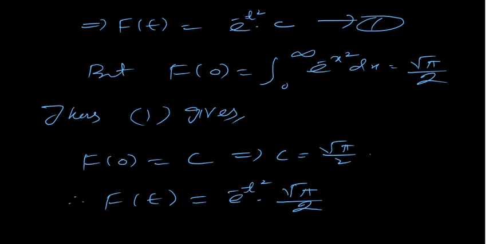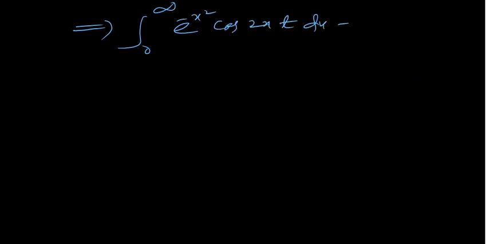But f of t is the value of the integral actually, so the integral is equal to e power minus t square times root pi by 2, which implies the integral from 0 to infinity of e power minus x square cos of 2xt dx is equal to what?